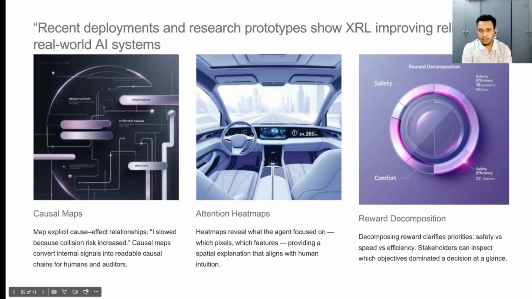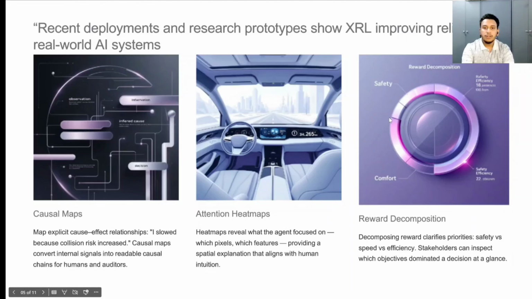Now we can move to the next slide, which shows us several techniques used in XRL. First, causal maps. These show cause-effect relationships. Second, attention heat maps. They highlight what the AI focused on. Third, reward decomposition. It breaks down why a decision was made. For example, safety versus speed versus efficiency. These techniques make AI decisions more transparent.